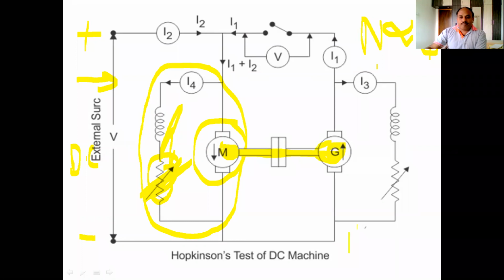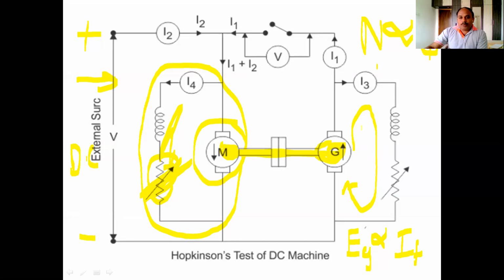The generated EMF in a generator, EG, is proportional to field current or field flux. If this generator is rotating with the help of a prime mover, that is the motor, the generator builds up a small voltage with the help of residual magnetism. That small residual voltage circulates current in this loop. That current further increases the generated EMF, so in a cumulative manner, the voltage builds up.